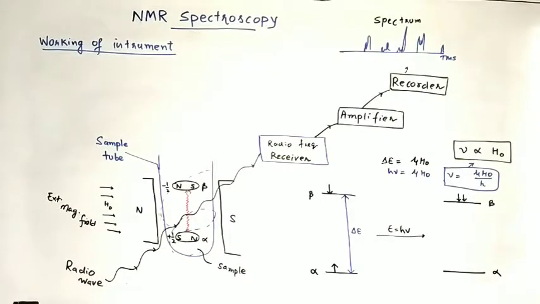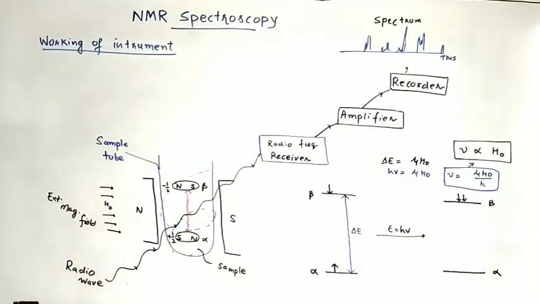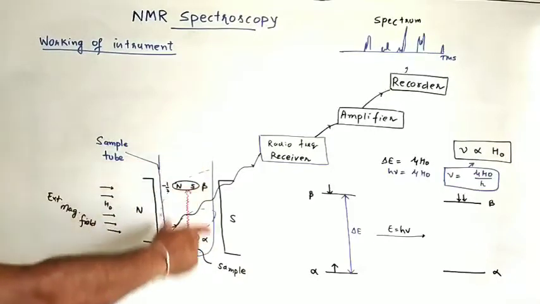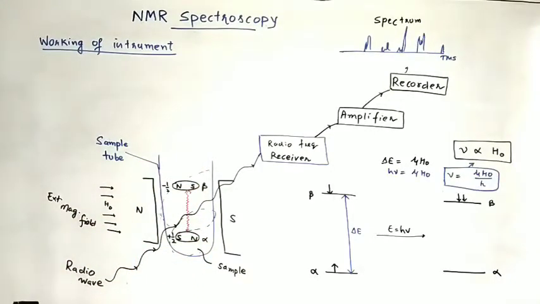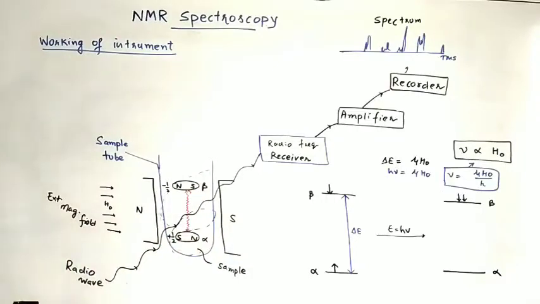So this is the working of the instrument. As you can see here, the external magnetic field H0 is applied. This is a sample tube in which the sample is there with a small amount of TMS, or in a solvent like CDCl3 or DMSO. So when the sample is put in the magnetic field, these are magnetic field N and S, and simultaneously radio waves strike on this sample.